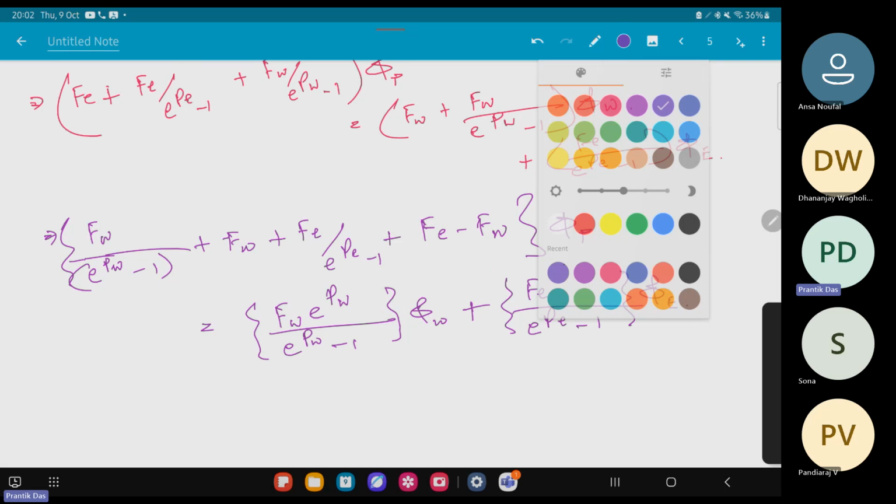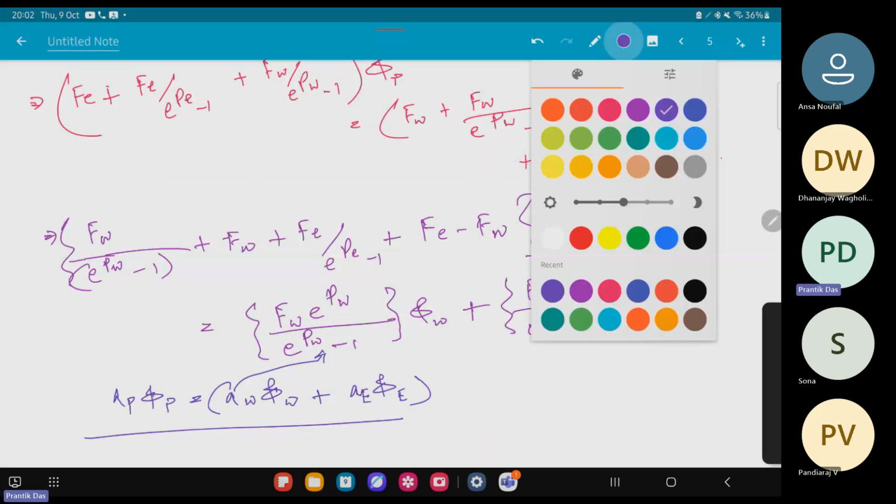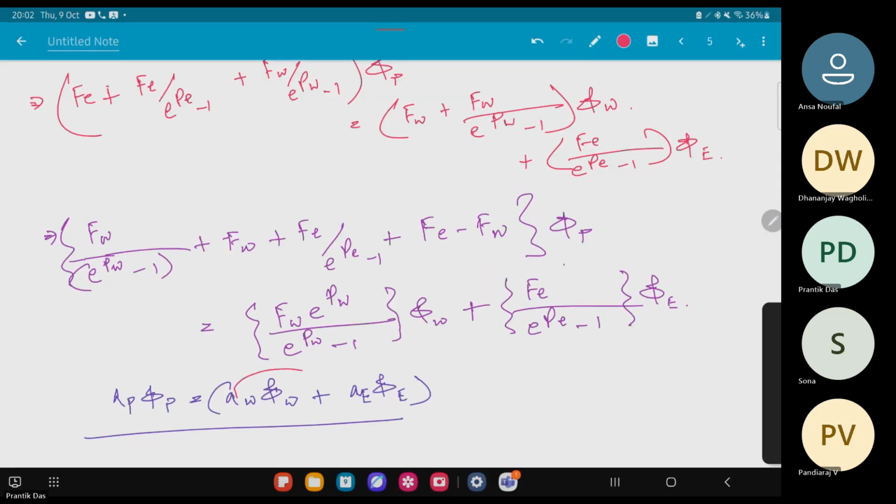And therefore, we can also write this equation like Ep phi p equals Aw phi w plus Ae phi e. So this kind of writing is very useful when you are programming these equations. So this Aw is equal to this one. Let me color it with a different color. This one goes with this one, and this with this one. So conservativeness is already maintained.